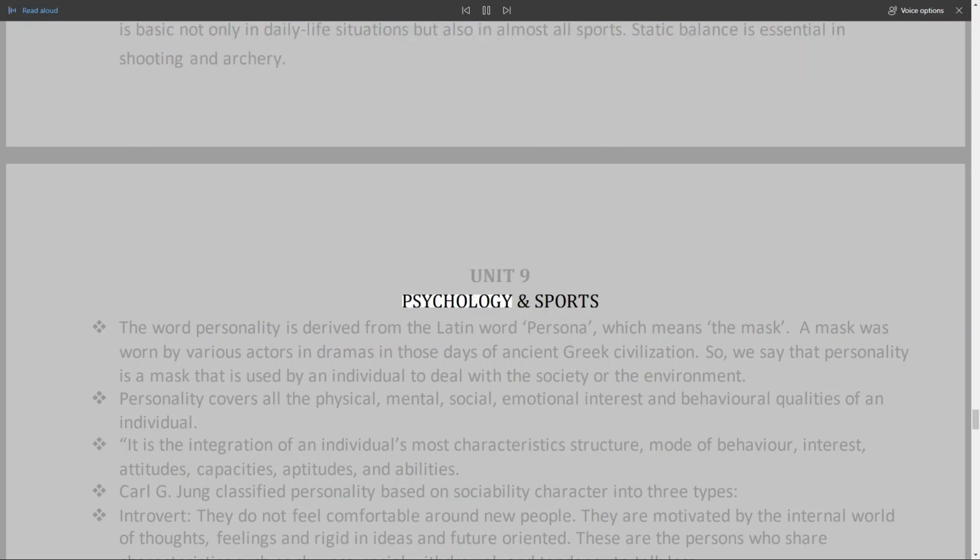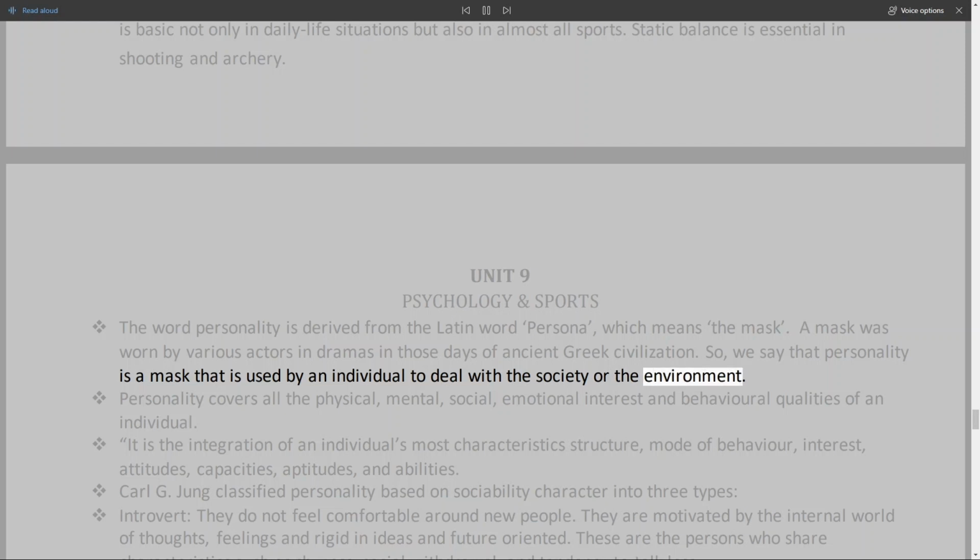Unit 9: Psychology and Sports. The word personality is derived from the Latin word persona, which means the mask. A mask was worn by various actors in dramas in those days of ancient Greek civilization. So, we say that personality is a mask that is used by an individual to deal with the society or the environment.